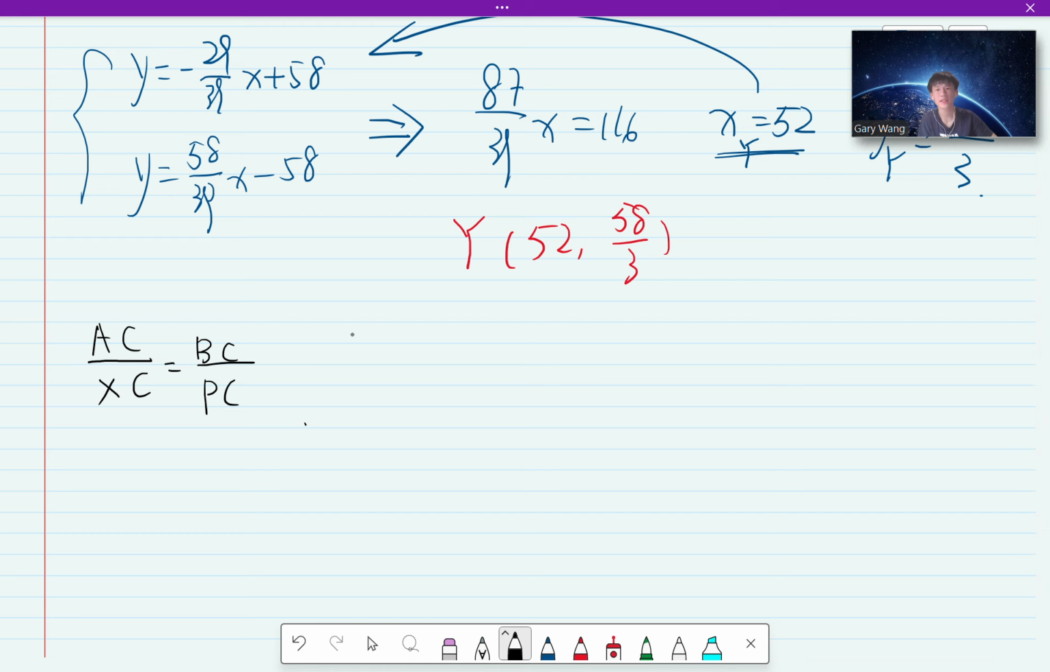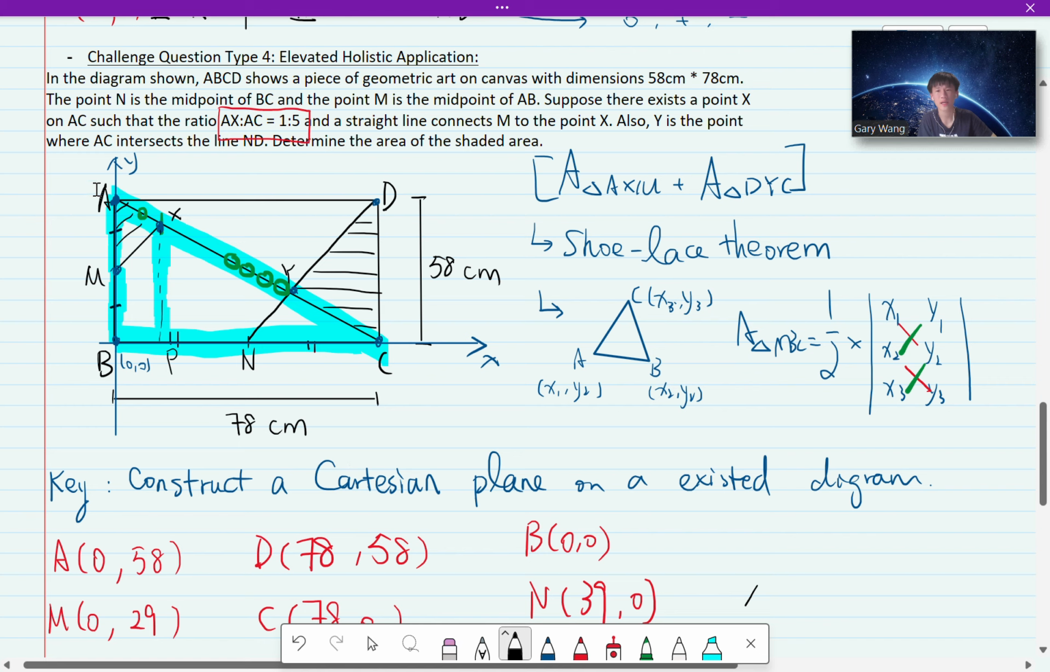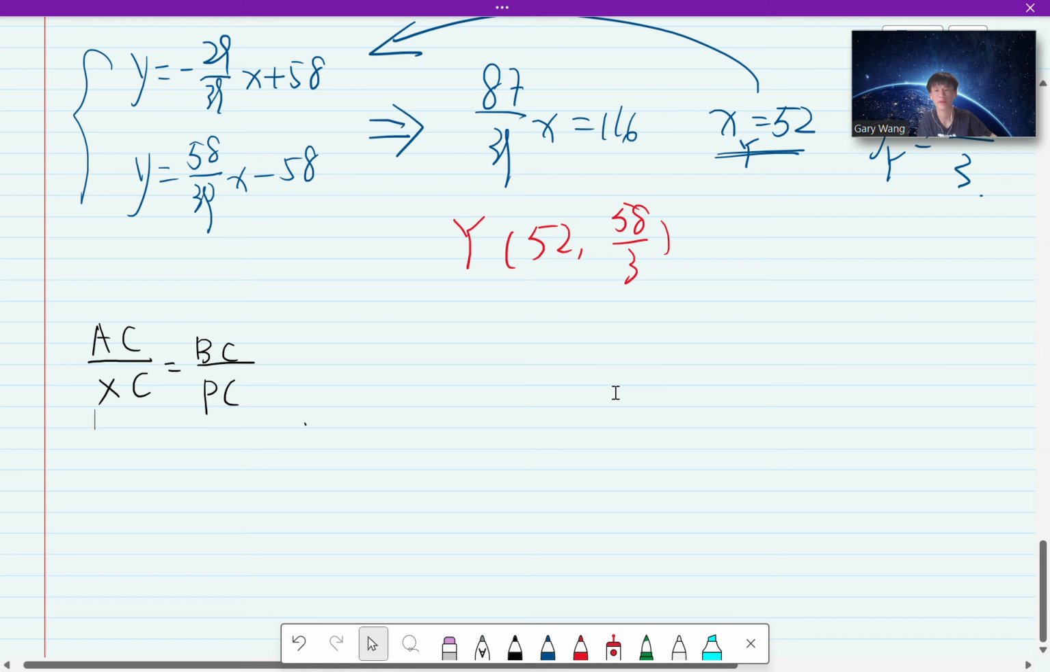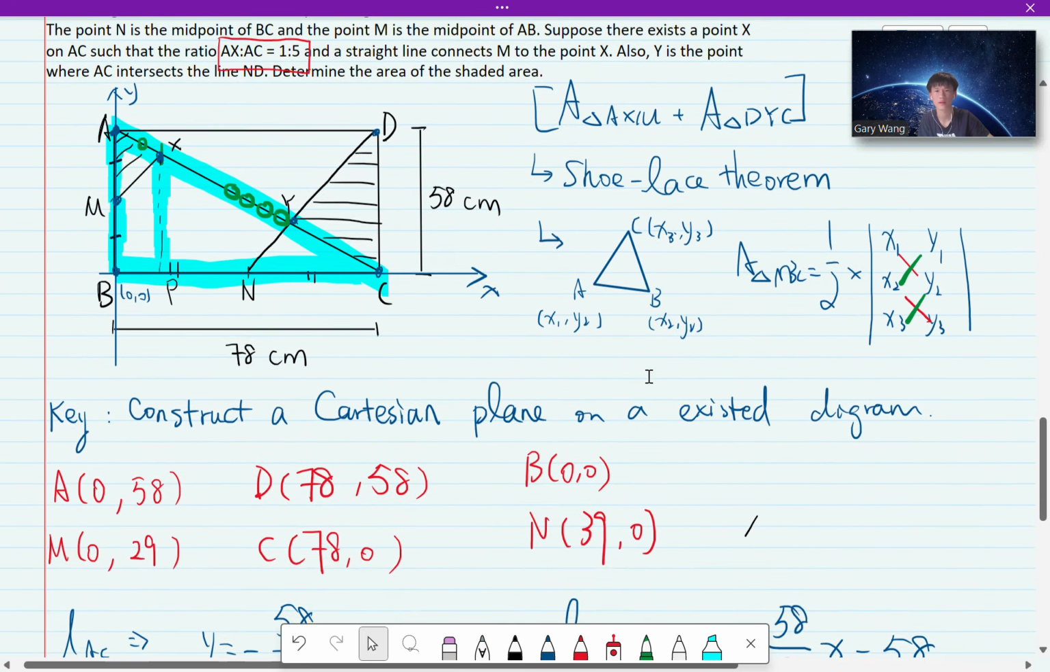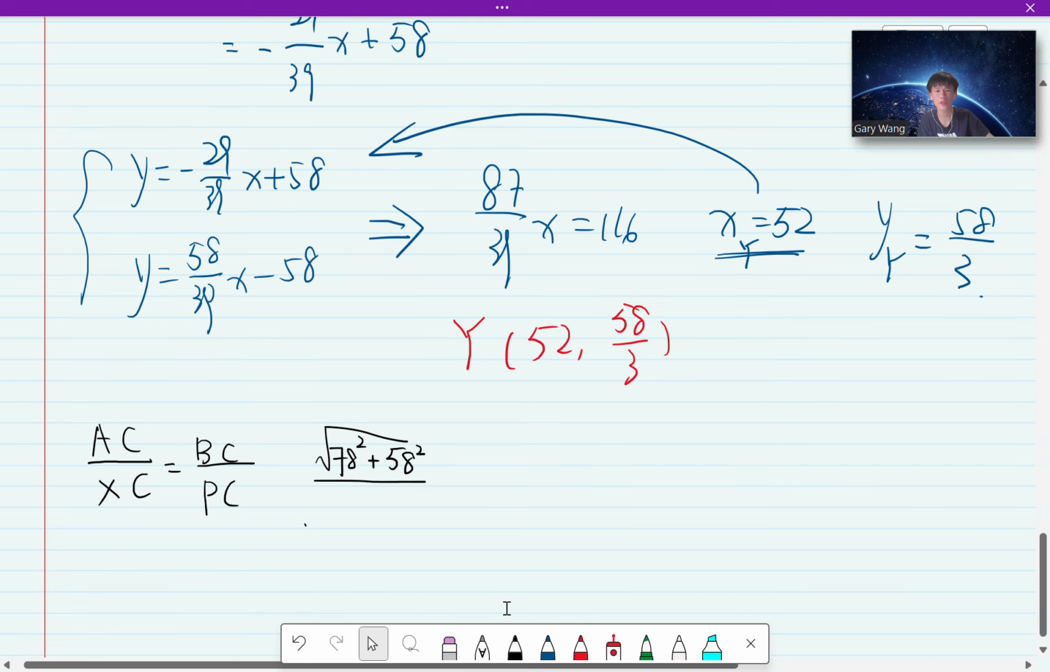So what is AC? AC in this case would be a simple Pythagorean theorem. So it would be root 78 squared plus 58 squared over XC. However, do we really need to solve for this value though? No, we don't. We are looking for a ratio.